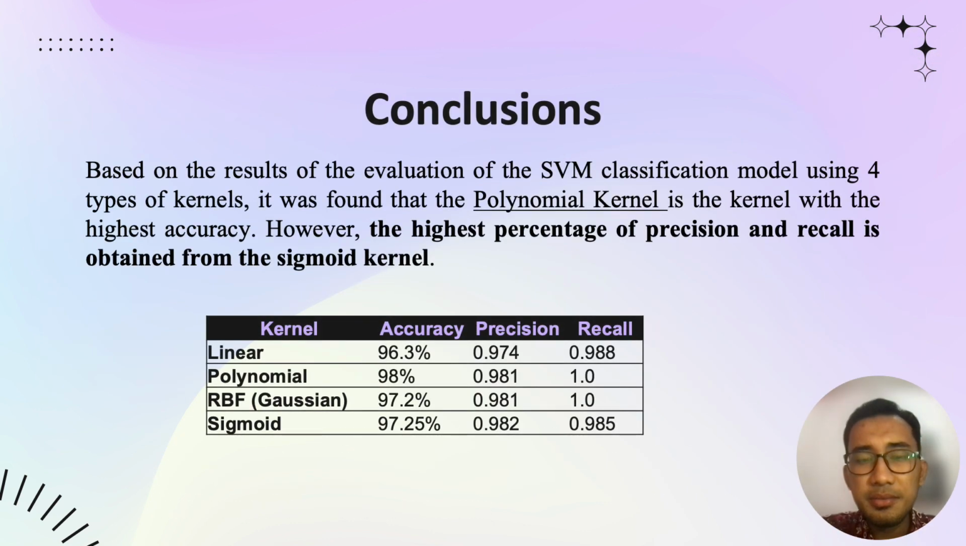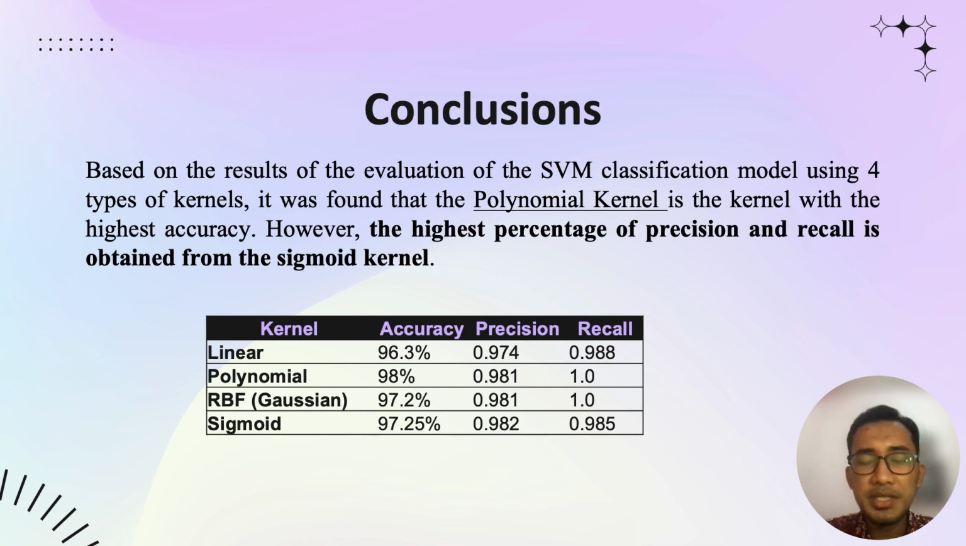Part 4 is conclusion. Based on the results of the evaluation of the support vector machine classification model using 4 types of kernel, it was found that the polynomial kernel is the kernel with the highest accuracy. However, the highest percentage of precision and recall is obtained from the sigmoid kernel. Complete accuracy comparison results can be seen in the following table.